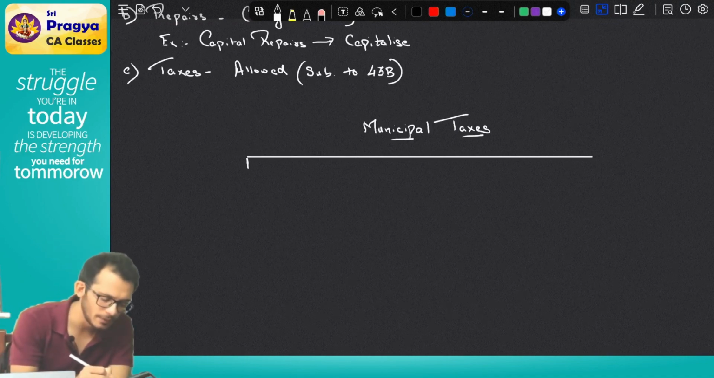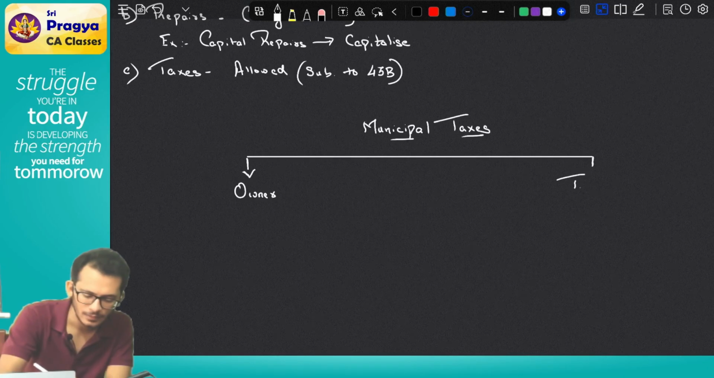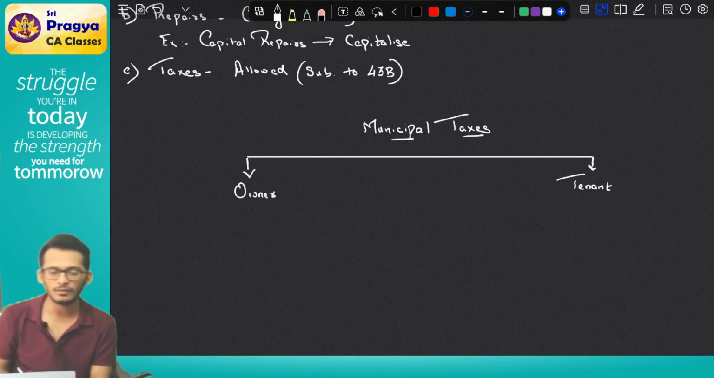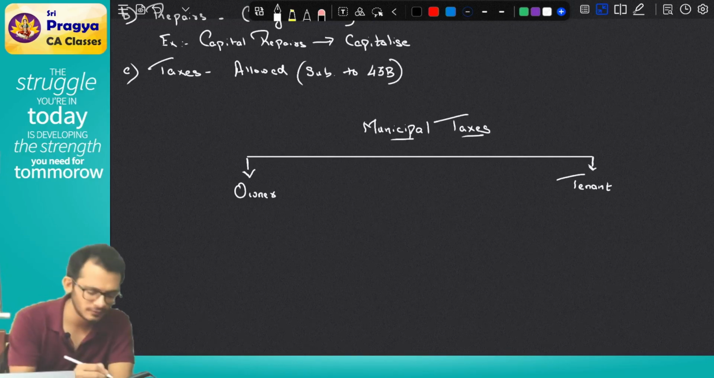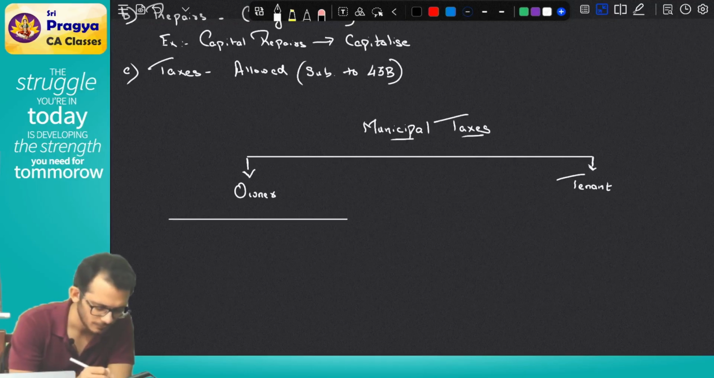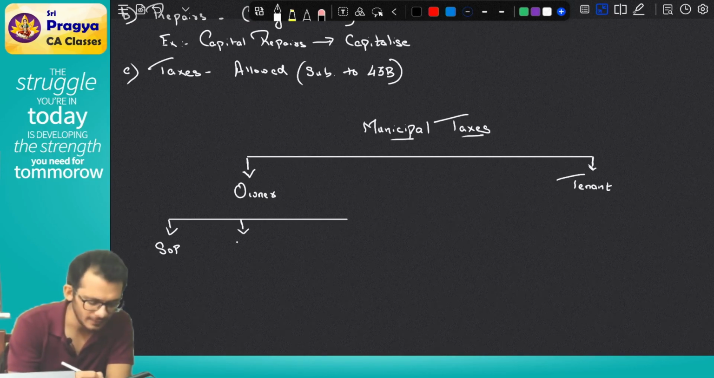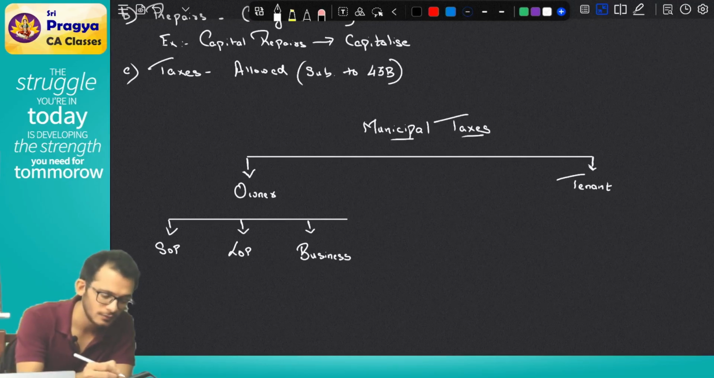It can be paid by two people: one is the owner and one is the tenant. Now, I am the owner, Rahul. What all can I use this house for? I can use this house for my own living, which is SOP. I can use this house for renting out, therefore LOP. I can use this house for business also. My own business I am using this house for.